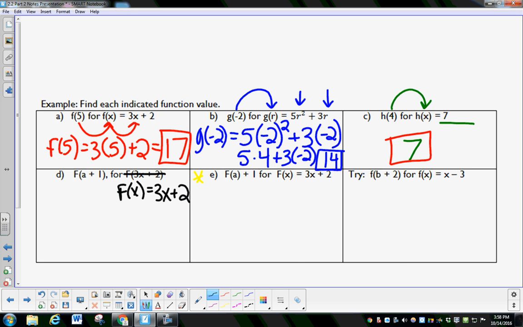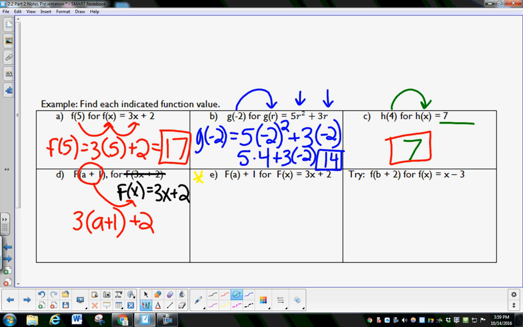So this means that we're going to change our input. All right, we're going to change our input to a plus 1. So whenever we saw an x before, now we're going to write a plus 1. So here, I'm going to write 3 instead of x. My input is now a plus 1, and I want to put it in parentheses because I want to make sure it's all multiplied to the 3. And then plus 2. Now in this problem, we're not going to be able to get rid of that a completely, so we're just going to simplify this.